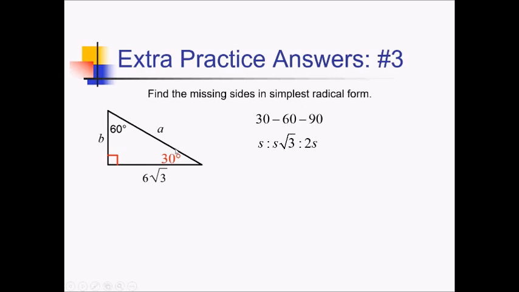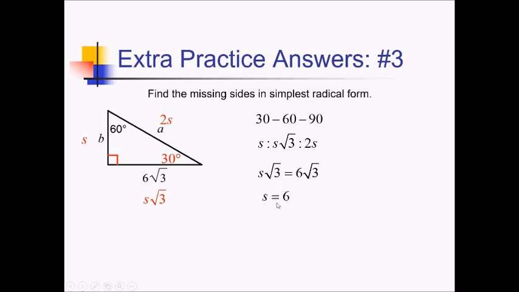So I've got my s side across from the 30 degree side right over here. And then across from 60 degrees, that's the s radical 3 side. And finally, the hypotenuse is going to be my 2s. So the only constant they gave me was this 6 radical 3. That's equivalent to s radical 3. So I can write s root 3 equals 6 radical 3. And now if I divide by radical 3, I can solve for s. Those basically cancel and leave me with just s equals 6.